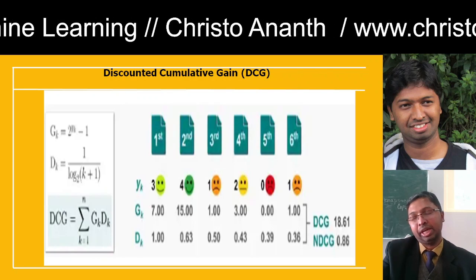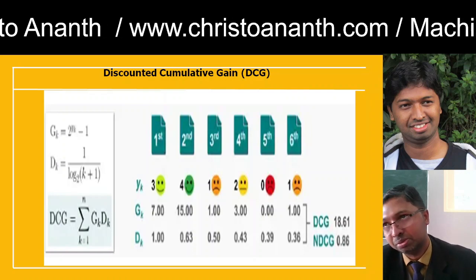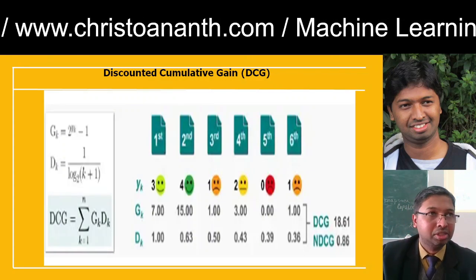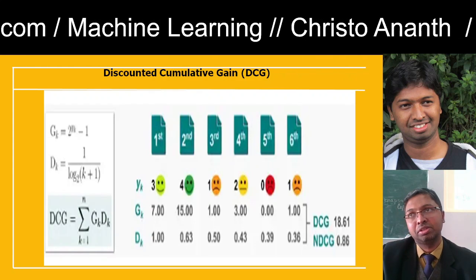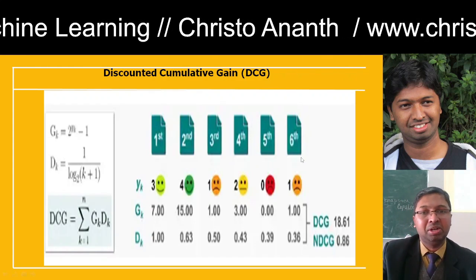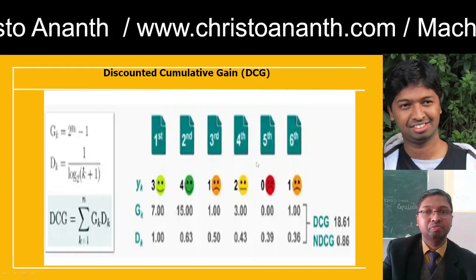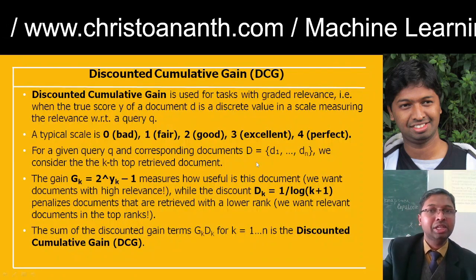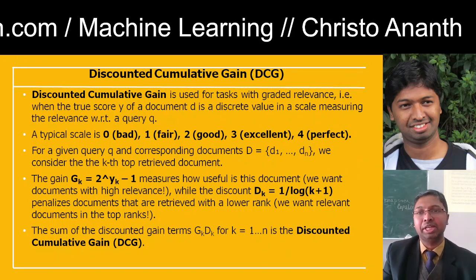Discounted cumulative gain, normalized value, the normalized value of the discounted cumulative gain. Normalized is nothing but finding the average out of this. Discounted cumulative gain, especially, you can use it for tasks with graded relevance.